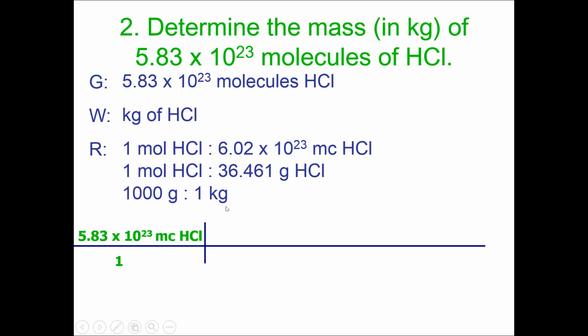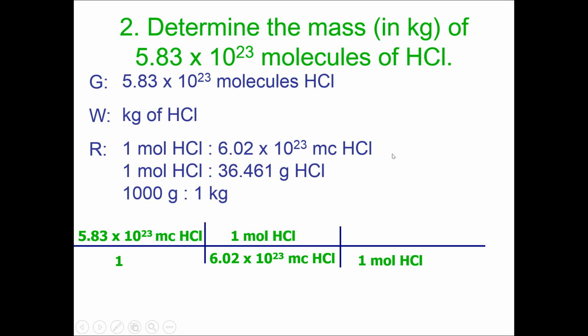Given over 1. Molecules need to cancel out with molecules. As you scan the ratios, there are molecules right there. Take this, put it in the bottom. The other side of the ratio goes in the top. If you want to, put a little check mark there to say I've already used up that ratio.